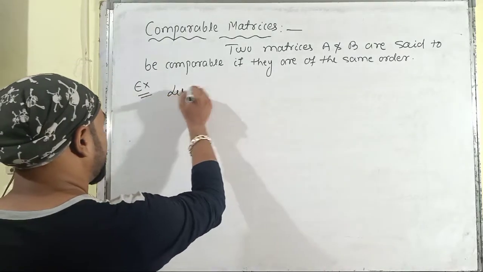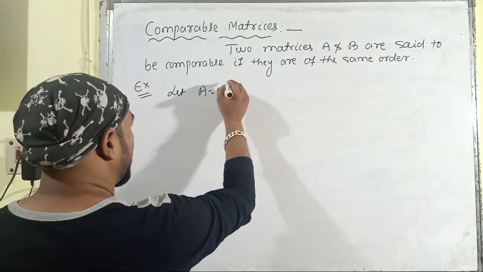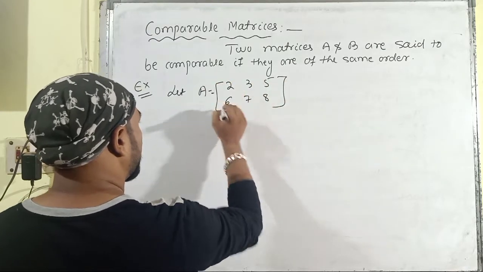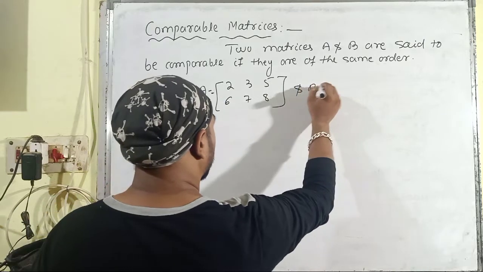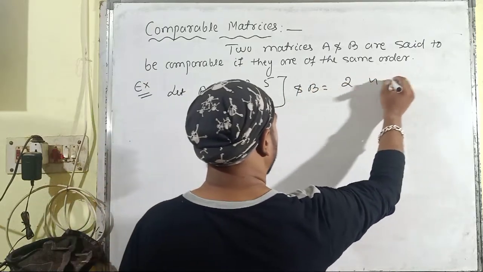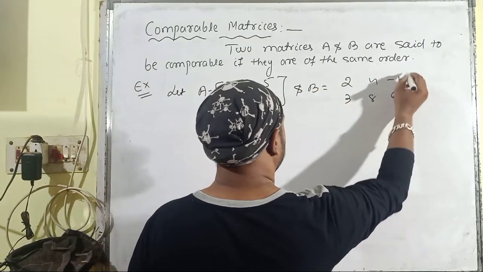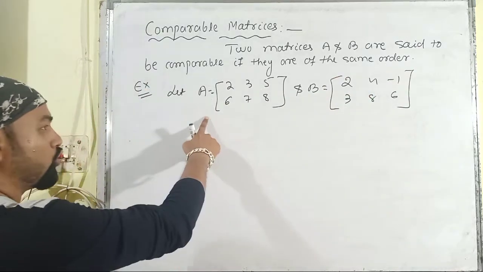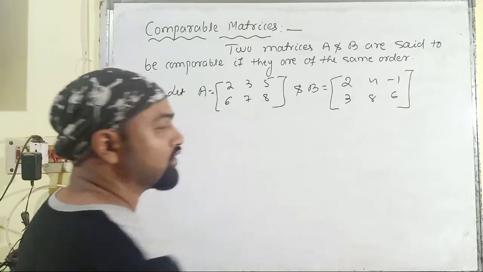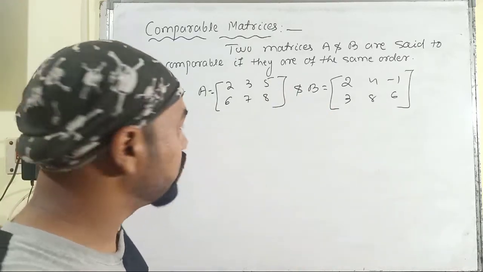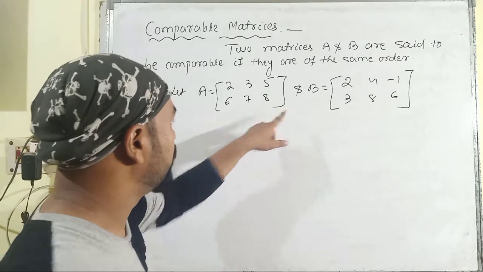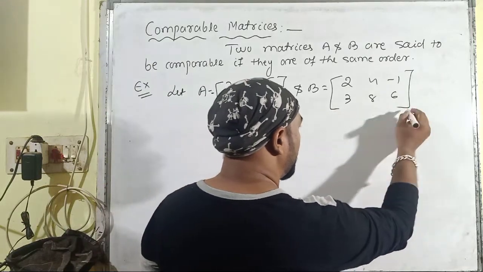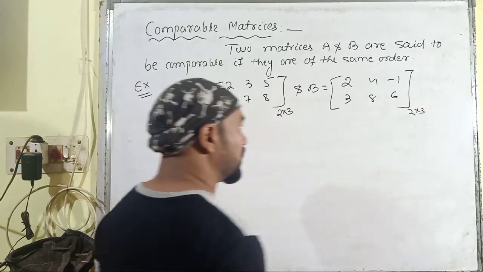Let us consider two examples. Let A be equal to 2, 3, 5, 6, 7, 8 and B is equal to, suppose, 2, 4, minus 1, 3, 8, 6. Here the two matrices A and B are said to be comparable matrices because the order of A is 2 cross 3 and the order of the matrix B is also 2 cross 3.